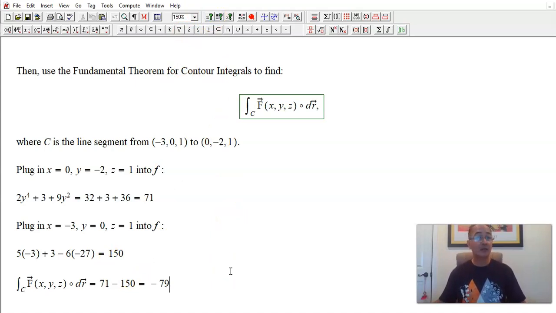Now, unfortunately, there's no way for us to check this answer except by doing it the old way, which you definitely don't want to do. So we'll just believe that we did everything correctly.